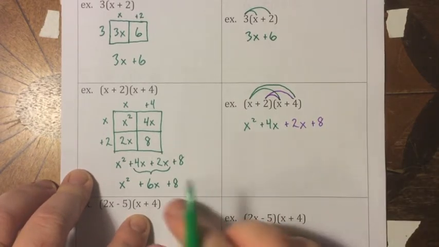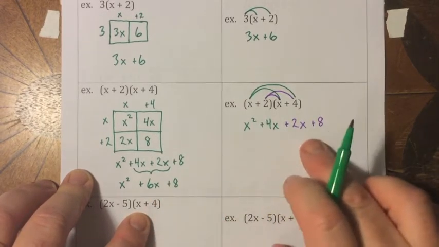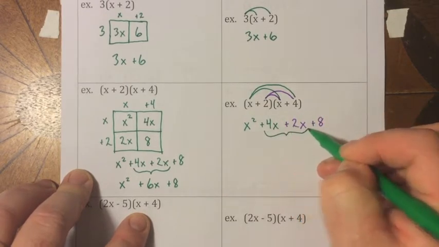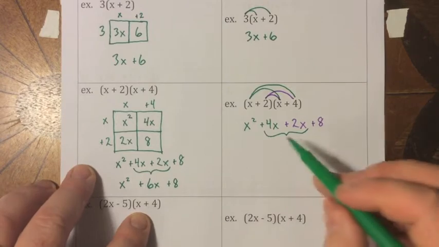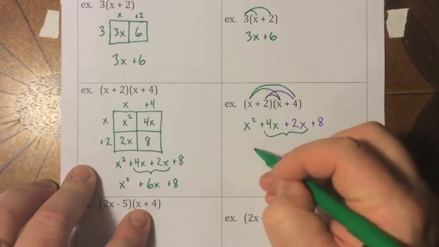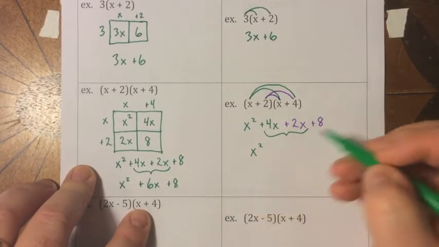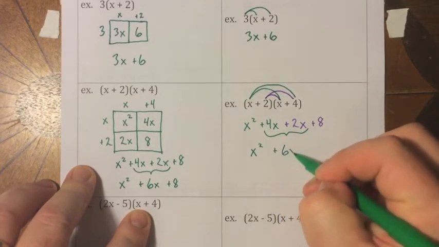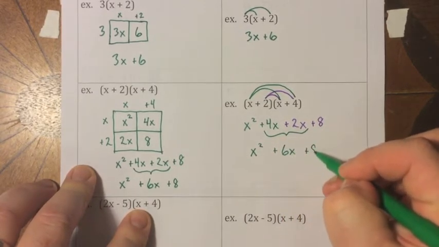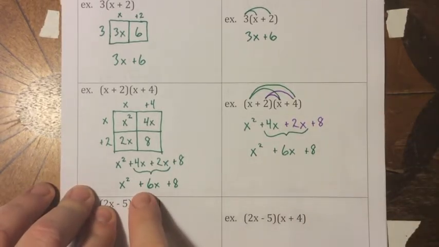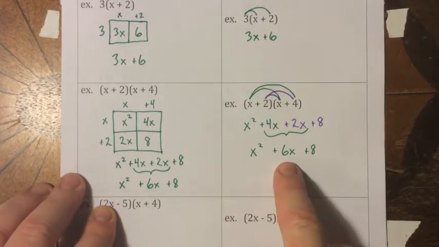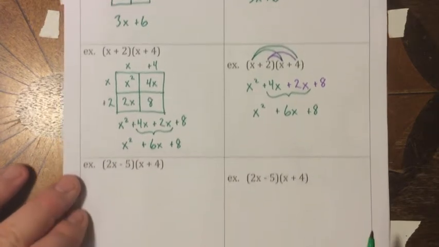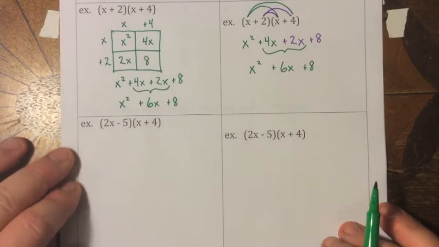Just like before, you'll notice that I have two terms that need to be combined here. So these two middle terms are linear terms, because it's just an x here. I can copy down the x squared. I have 4x plus 2x, which gives me a positive 6x, and I can copy down the positive 8. Once again, you'll notice that I ended up with the exact same answer. Either method works equally as well. I'm going to go ahead and move this down.